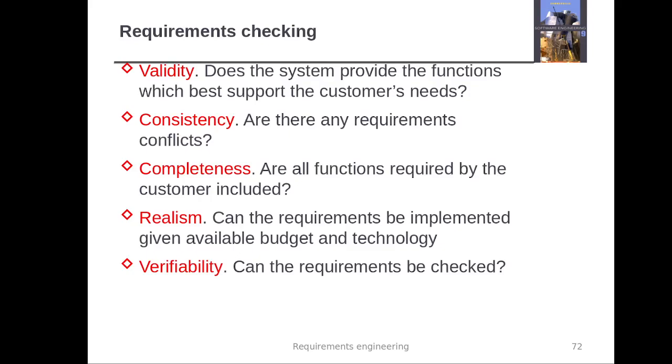The second thing is consistency. Consistency means, are there any requirements conflicts? We have talked with several stakeholders. Do all the stakeholders agree on this particular thing, or are their views different? Whatever requirements and needs these stakeholders have shown to us, whether they are all the same or some of them are different. If they are different, then it is conflicting. So there should not be any conflict.